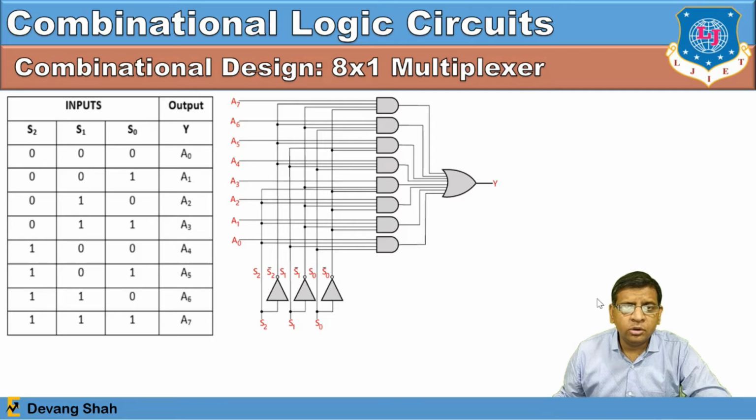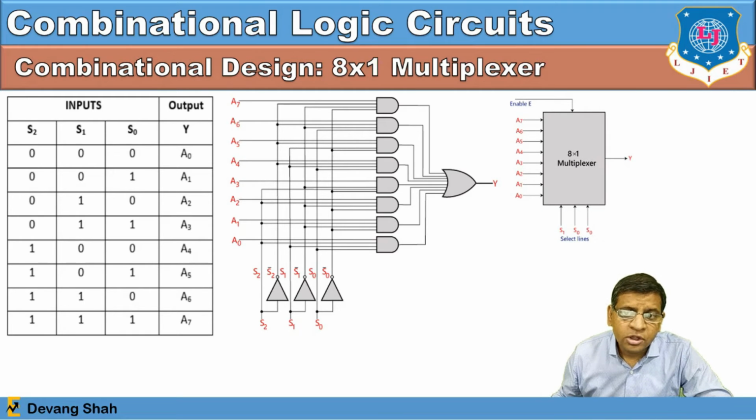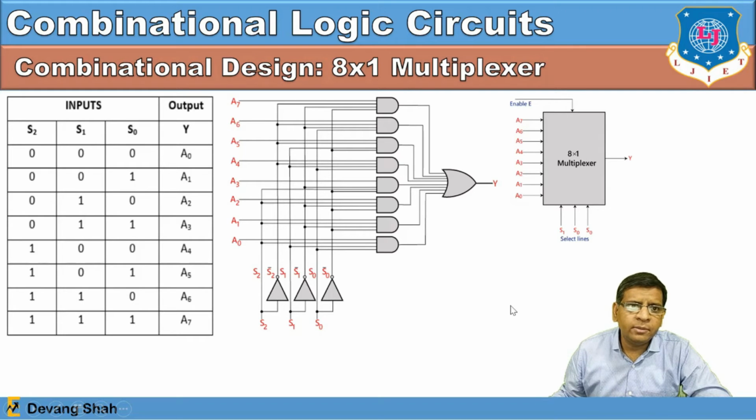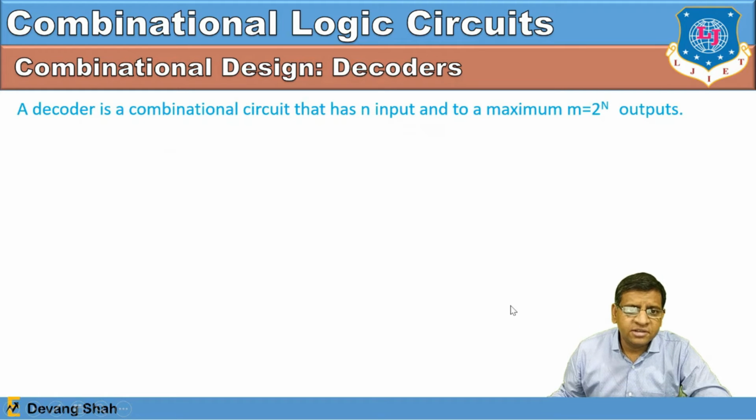Let's say if I want to select the channel A7, that means I have to make my Y Boolean function S2, S1, S0 and A7. In that way it is going to select it, right? So this is the design of a multiplexer, and in almost all fundamental designs we are going to use this kind of multiplexer. Now our next part is the decoder.